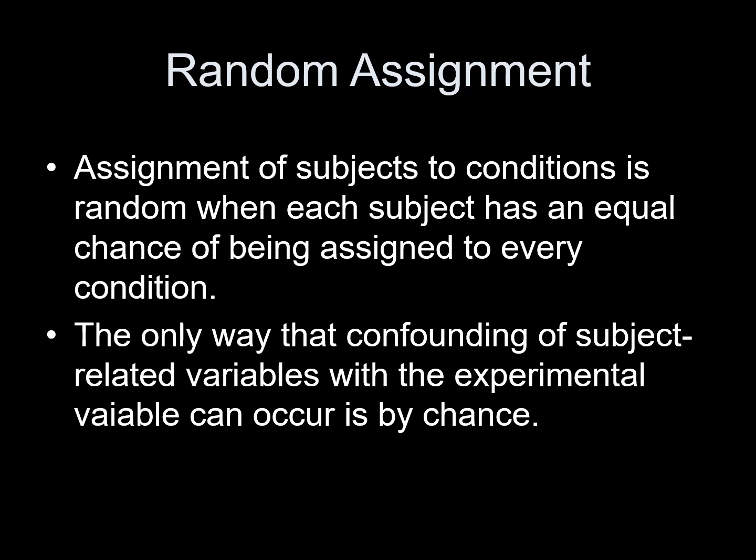Then the only way that confounding of the subject variable with the experimental variable can occur is by chance. So if there are any subject-related variables, when you do random assignment, you essentially scatter them throughout the groups, and they should be more or less evenly distributed throughout the experiment.